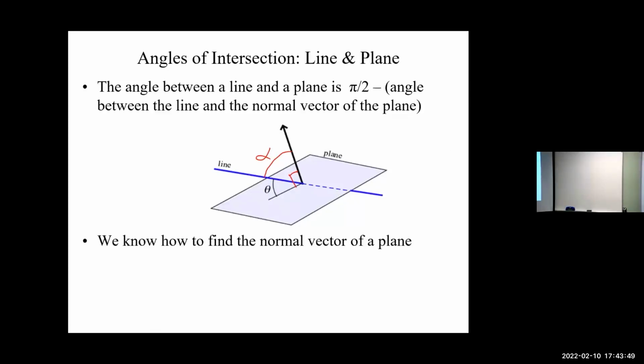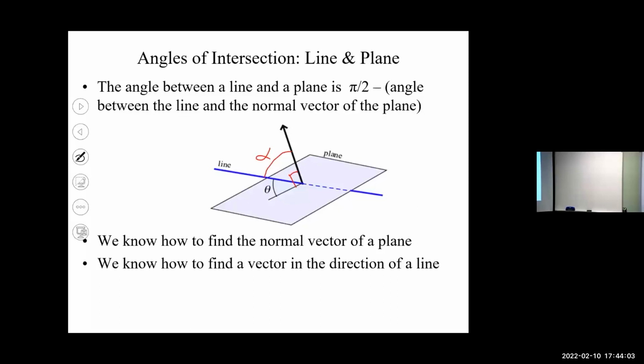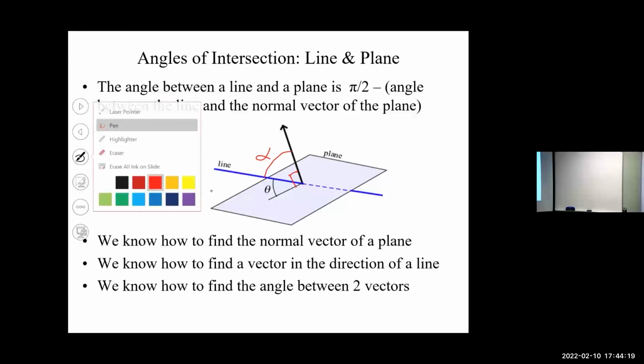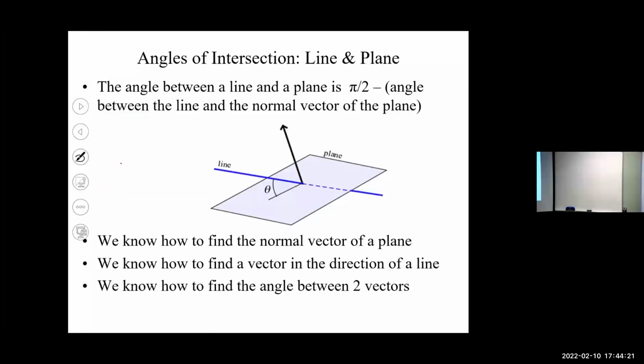And that's something we're going to get used to going back and forth from, taking a normal vector and finding a plane, taking a plane and finding its normal vector. We also know how to find a vector that is parallel to this line. So once we have those two vectors, then we're just doing the angle between two vectors, which is straight out of the dot product section. I think that was 11.4. All right, so not a brand new formula at all, just thinking about it a little differently.